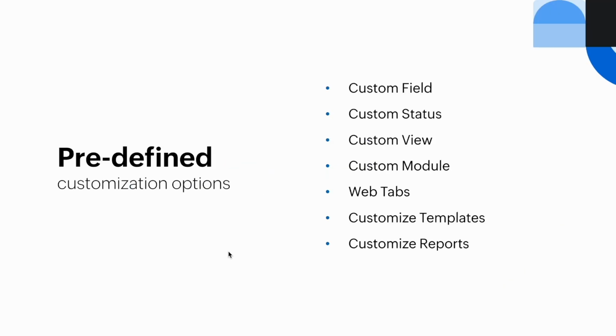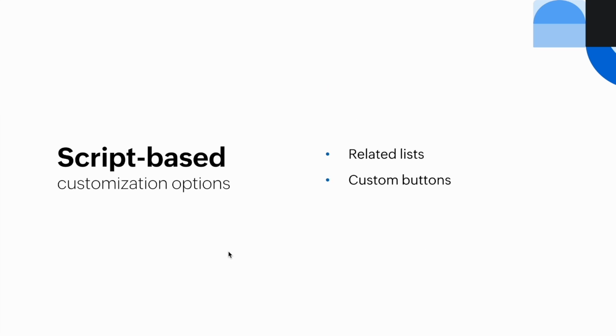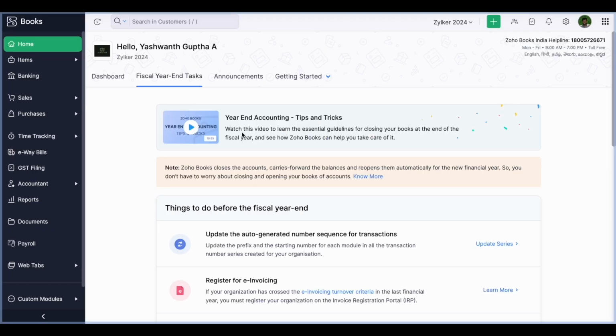One is predefined customization options. In that, we will be able to explore the custom field, custom view, custom status, custom module, web tabs, customization of templates, and customization of reports. On the other hand, in script-based customization, you will explore related list and custom button options. So first, let us start with predefined customization options.